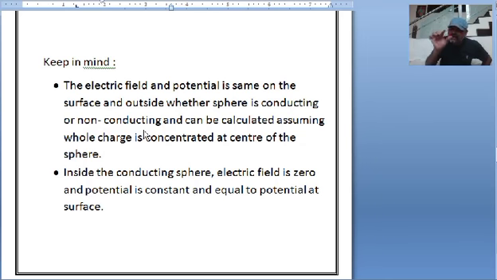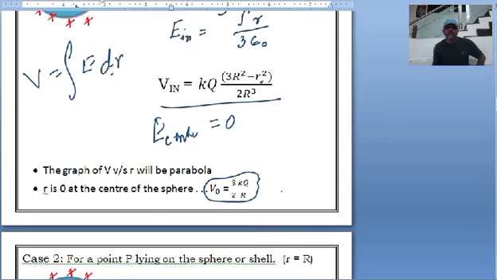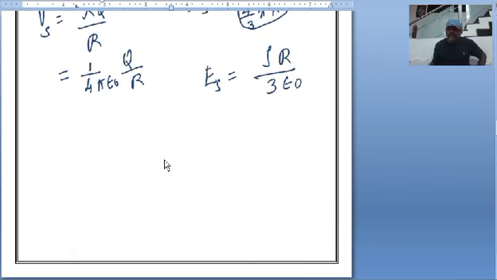Inside the charged conducting sphere, electric field is 0, potential is constant. Inside the charged non-conducting sphere, electric field is given by rho r divided by 3 epsilon naught, and the potential is given by kq into 3R square minus r square divided by 2R cube. So I hope you remember all these formulas.